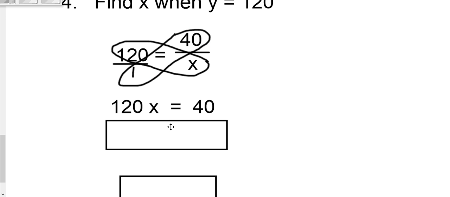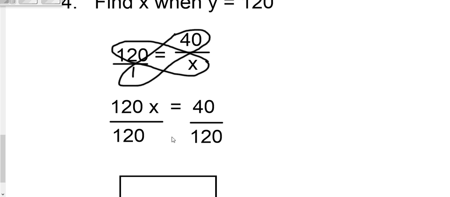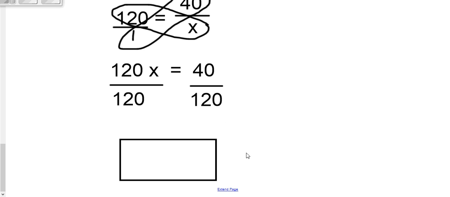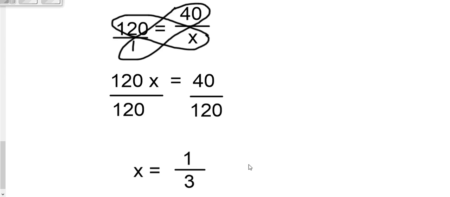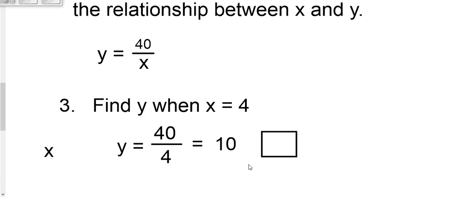So now we have an equation here to solve for x. 120x equals 40. So to get x by itself, we're going to divide by 120. You throw that into your calculator and you'll see that reduces to 1/3. x equals 1/3. So when y is 120, x would equal 1/3.